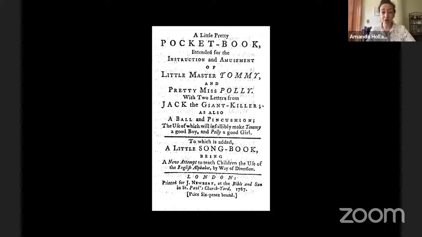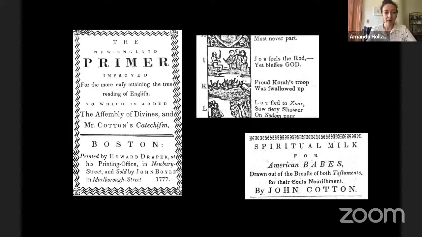And we see that here in a particularly American publication. This is a New England Primer, improved for more easy attaining the true reading of English. I still can't quite parse that sentence, the grammar there, to which is added the Assembly of Divines and Mr. Cotton's Catechism. And that's published in Boston. So I just want to note that the publication of these works is starting to move in a couple different cities. In the United States, printing is valued, having written and materials is valued, and not just for adults.